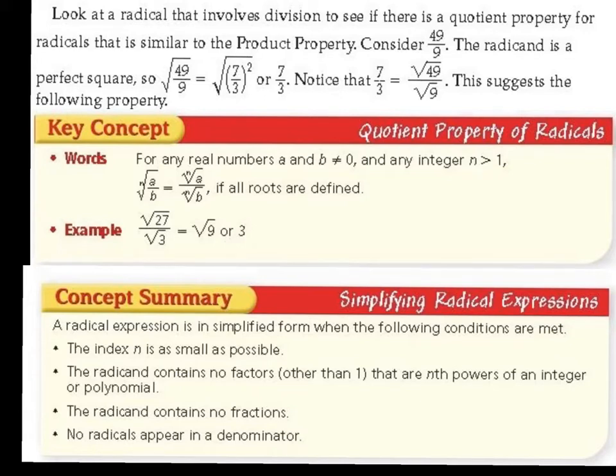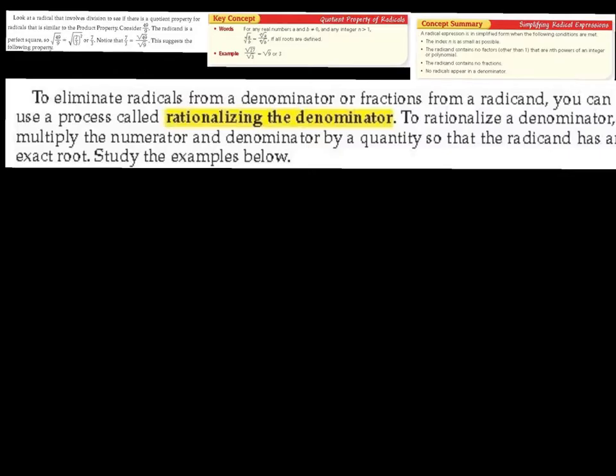The index n is as small as possible. The radicand contains no factors other than 1 that are nth powers of an integer or polynomial. The radicand contains no fractions, and no radicals appear in the denominator. To eliminate radicals from a denominator or fractions from a radicand, you can use a process called rationalizing the denominator.